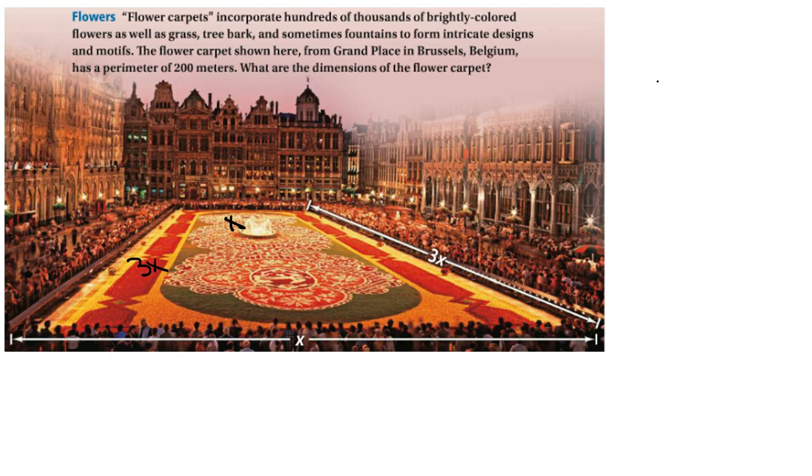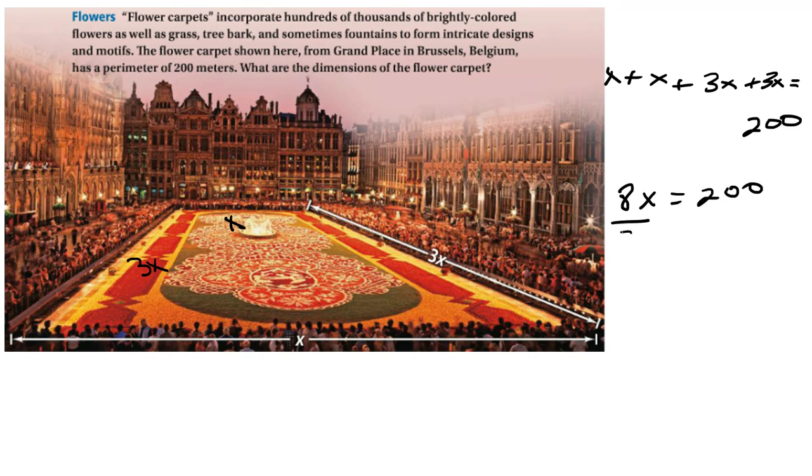So if I'm going to add up all of the sides, it would be x plus x, that's this side, and this side down here, plus 3x plus 3x, and they tell us the total perimeter is how much? 200. Okay, so I have an equation here where I have x plus x plus 3x plus 3x is equal to 200. Okay, so then I'm going to combine like terms. 1x plus 1x is 2x, 2x plus 3x is 5x, 5x plus 3x is 8x. So I have 8x is equal to 200. I'm going to divide by 8, and that's going to give me x is equal to 200 divided by 8 is equal to what?